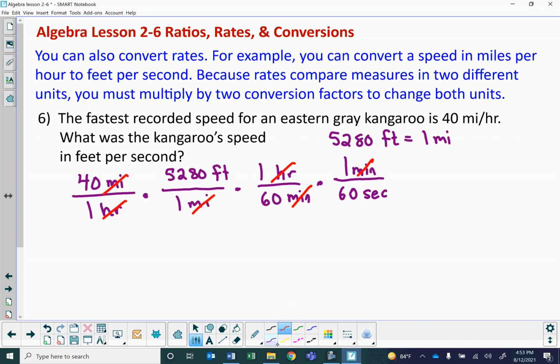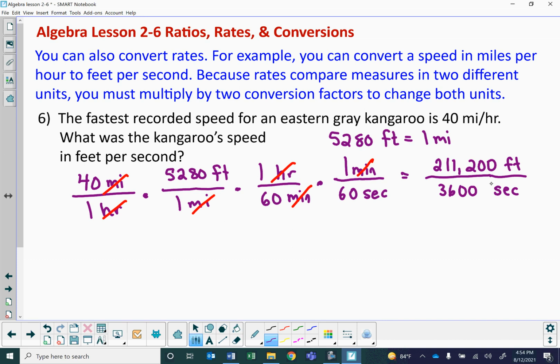So now if I look at this, I have feet on the top and seconds on the bottom is my only label left. So I'm going to take 5,280 and multiply that by 40. So I'm going to multiply straight across the top, and that's going to give me 211,200. And I'm going to divide that by the bottom, which is 60 times 60, which is 3,600. Okay, so now I have 211,200 feet per 3,600 seconds.